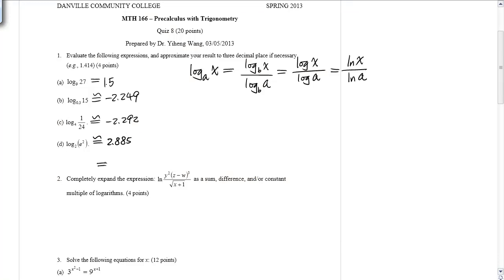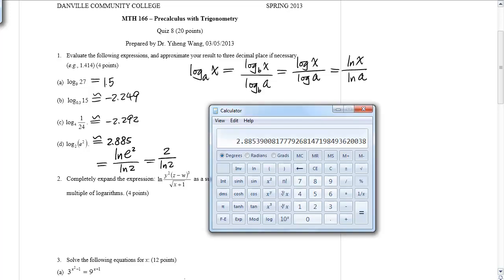Or you might ask, for this problem, can I use the natural logarithm instead? I will have ln e to the second power over ln 2. Therefore, I will have 2 over ln 2. That's fine. So you will have 2 divided by ln 2, and as you can see, you will have the same answer. So it's important that you understand how to use the change of base property of logarithm.